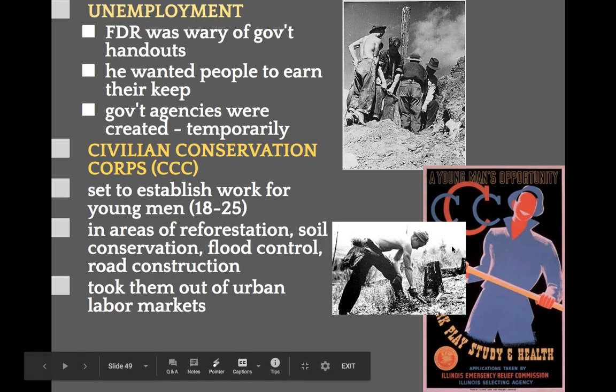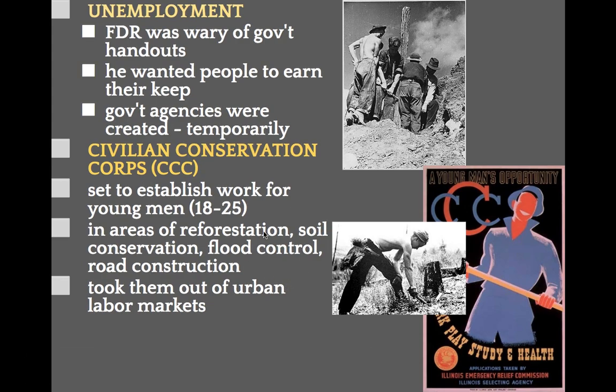Okay, so this provides jobs and allows them to make money. And then they're going to do things like reforestation, planting trees, soil conservation. So they're tackling issues like the Dust Bowl, flood control, road construction. Again, all meaningful things to help improve the country.